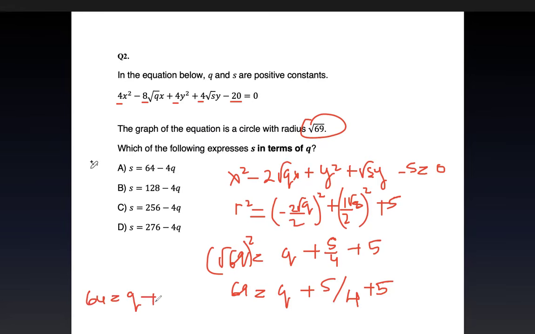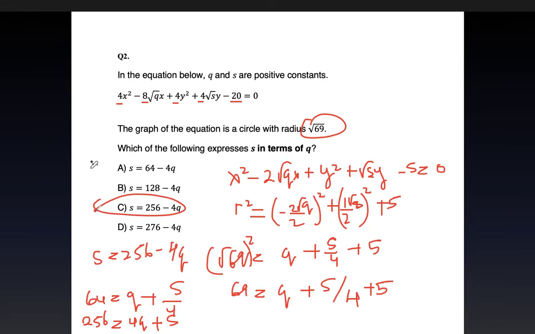equals q plus s over 4. And then you multiply each side by 4. You're going to get 256 equals 4q plus s. They said make this in terms of s. Therefore, s becomes what? S becomes 256 minus 4q. And that's your answer.